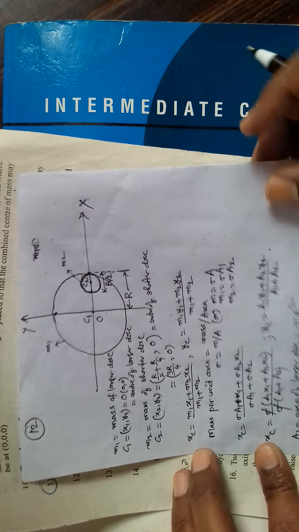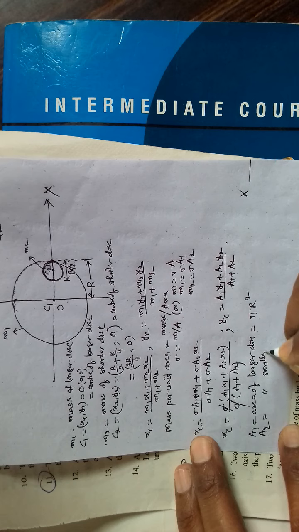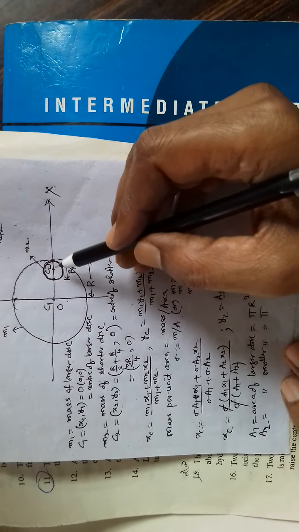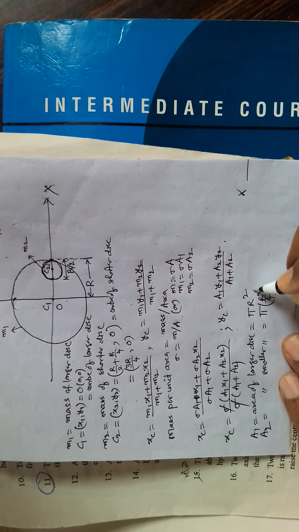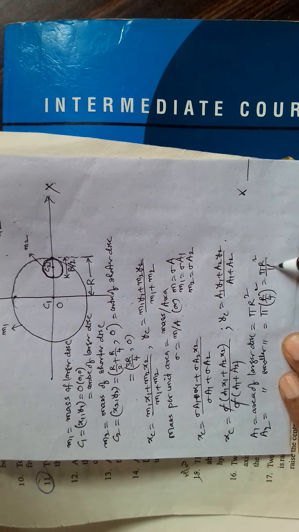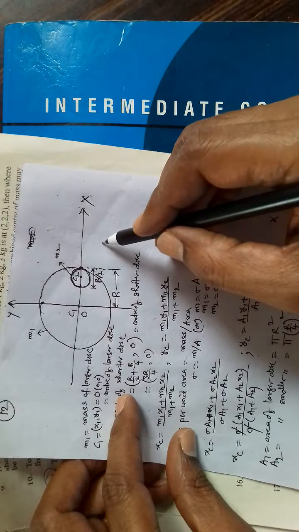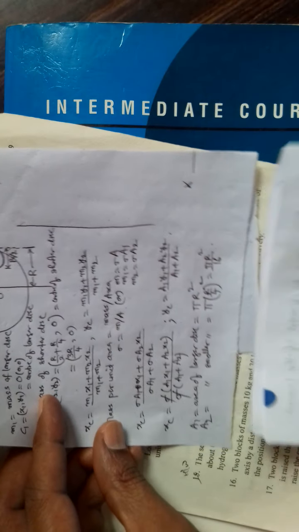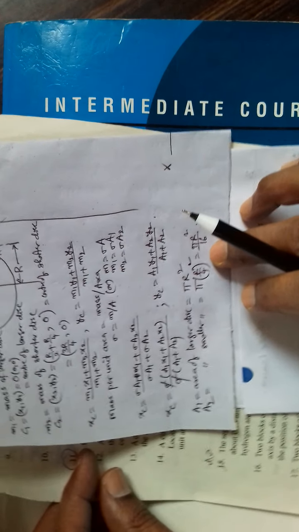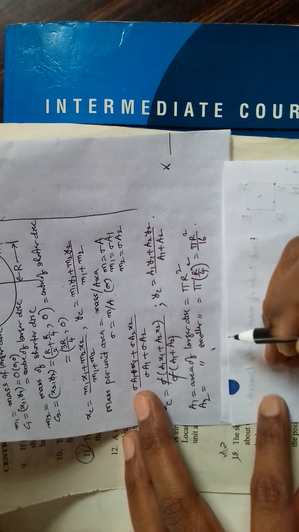Now a2 is the area of smaller disk. Its radius is r by 4. Diameter r by 2 means radius r by 4. Now substituting the values, now let us substitute the values.